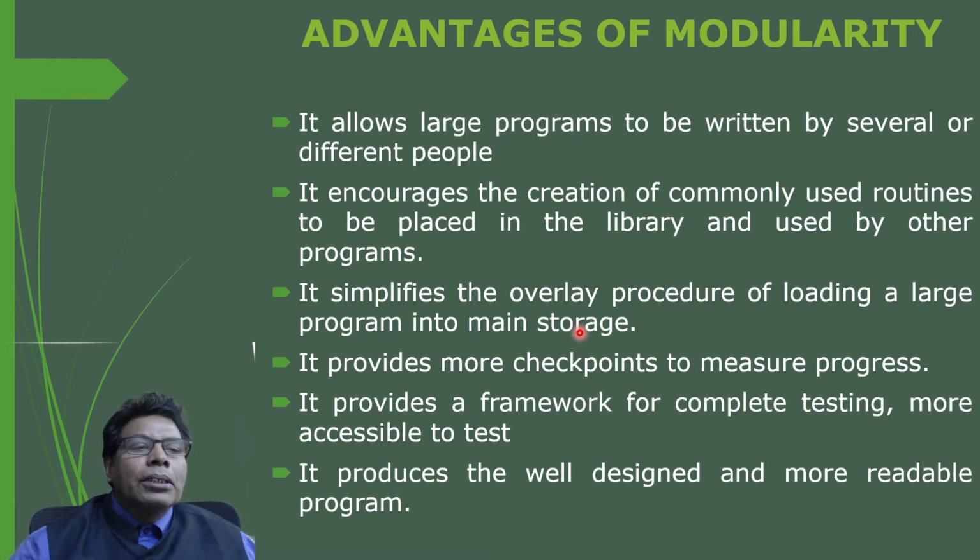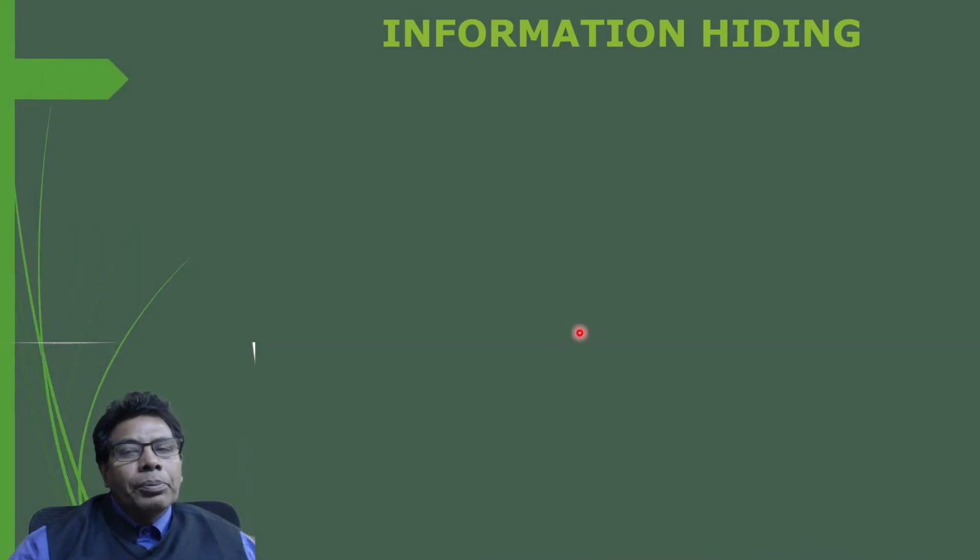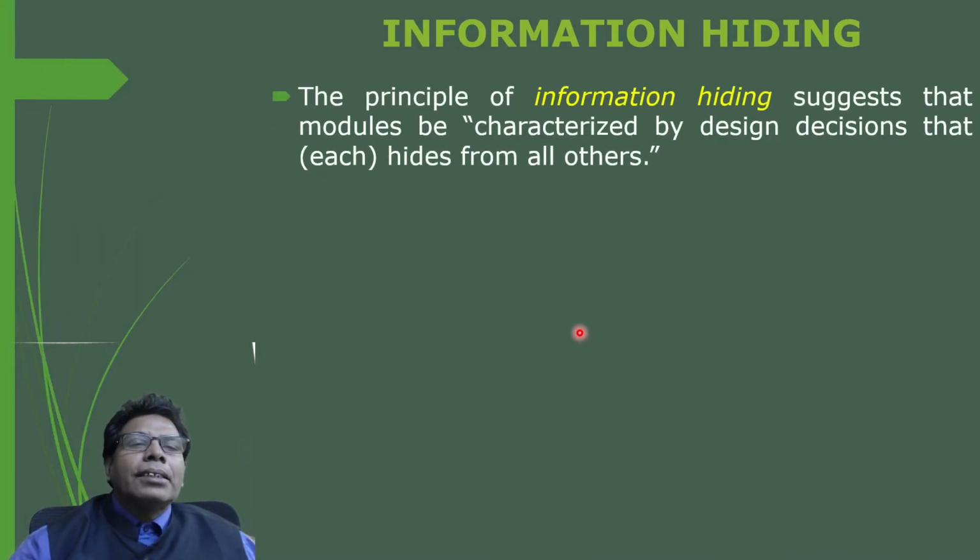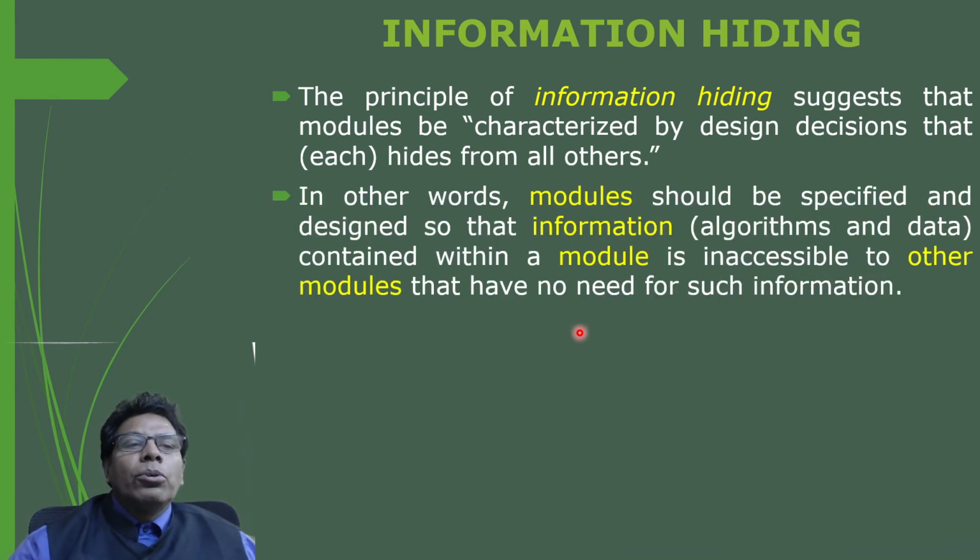Then let us go to the next part, that is information hiding. So the principle of information hiding suggests that modules can be characterized by design decisions that each hides from all others. That means we are trying to hide design decisions from others. So in other words, modules should be specified and designed so that information, that is nothing but the algorithm and data contained in the module, is inaccessible to other modules that have no need for such information.